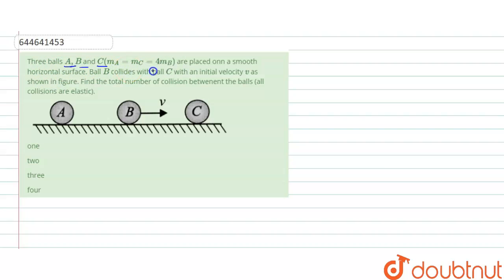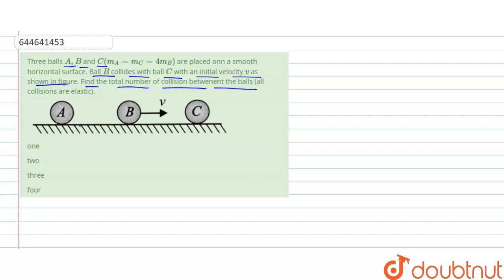So we have a question: three balls A, B and C, having masses mA equal to mC, equal to 4mB, are placed on a smooth horizontal surface. Ball B collides with C with an initial velocity v, as shown in the figure. Find the total number of collisions between the balls, all the collisions.